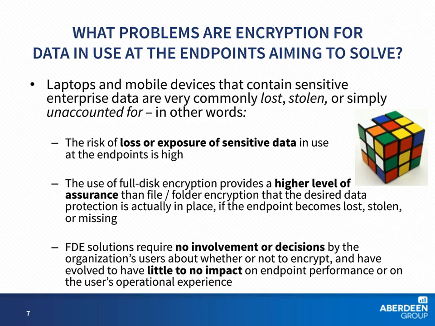And just to elaborate on that a bit, the problem that encryption at the endpoints is traditionally aiming to solve is that these things are very commonly lost or stolen or simply not accounted for. They're sort of adrift in the inventory over time. For laptops, we see roughly a three-year replacement cycle. It's much shorter than that for phones, closer to 6 months to a year. But the risk of loss or exposure of sensitive data at the endpoints is pretty high. And again, the use of this approach to encryption just gives you a higher level of assurance that the desired protection is in place if it goes lost or stolen or just missing.